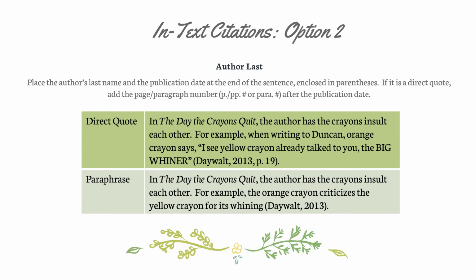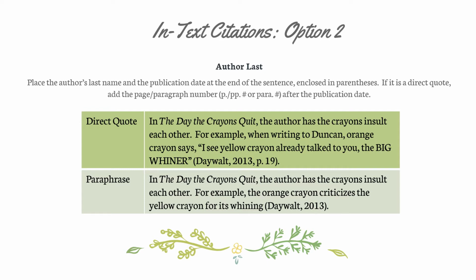For example, when writing to Duncan, orange crayon says, "I see yellow crayon already talked to you, the big whiner." And then in parentheses, we have all of our citation information. So we have the author's last name, a comma, 2013, that's the publication year, and then we have our page 19, and then we close our parentheses and have the period. If we're paraphrasing, all we do is we leave off that page section that was at the very end.